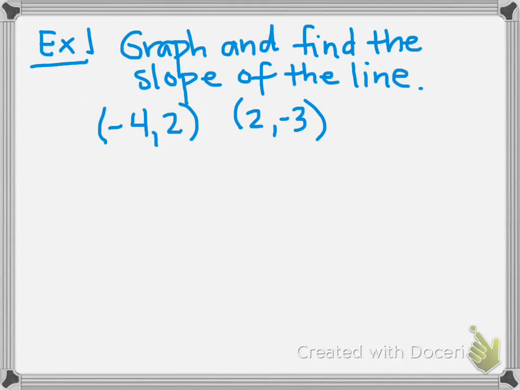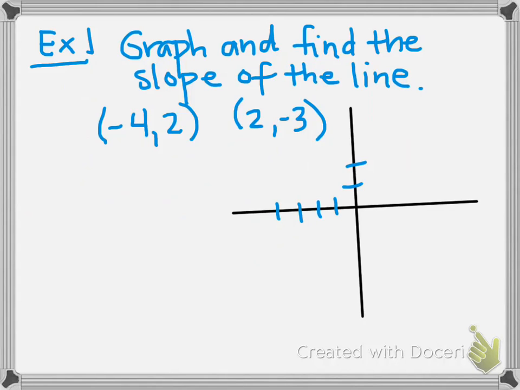Okay, example 1 is graph and find the slope of the line. So we're going to make a graph and find the steepness of this slope. So negative 4, 2 is right here. And 2, negative 3 is right here. Okay, so there's the line that goes between those 2 points.